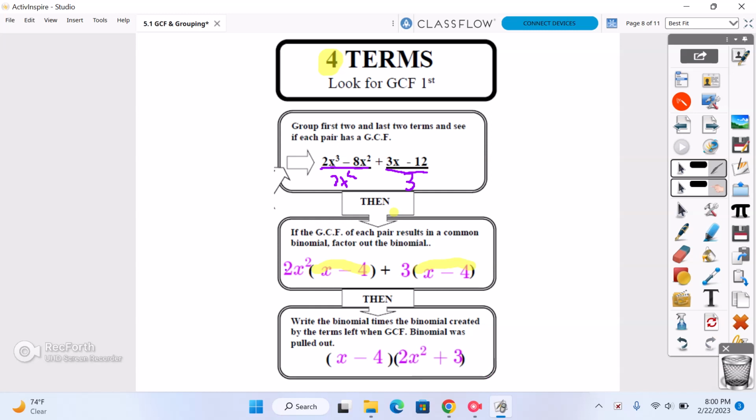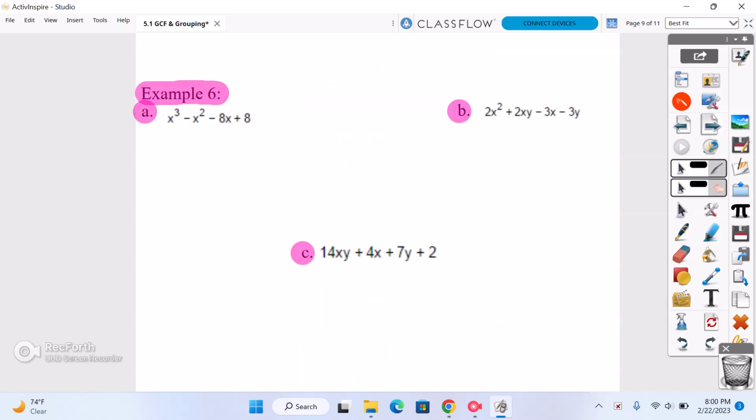And now we have fully factored this 4-term polynomial by grouping the first 2 terms together, the second 2 terms together, taking out the greatest common factor of each group and dividing each term by that. Then our 2 parentheses match, and that becomes one of our factors. What's left on the outside becomes our other factor.